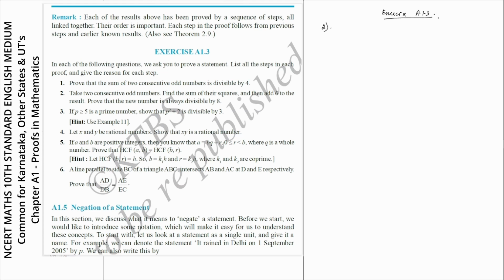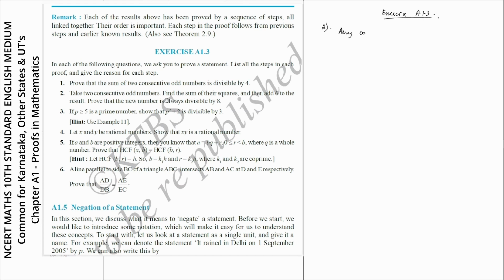Exercise A 1.3, question number 2. Take two consecutive odd numbers, find the sum of their squares and add 6 to the result. Prove that the new number is always divisible by 8. So this is similar to the previous problem number 1.